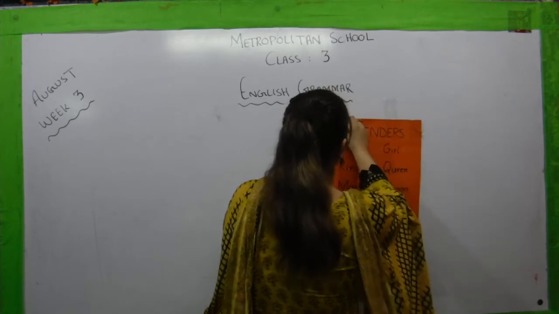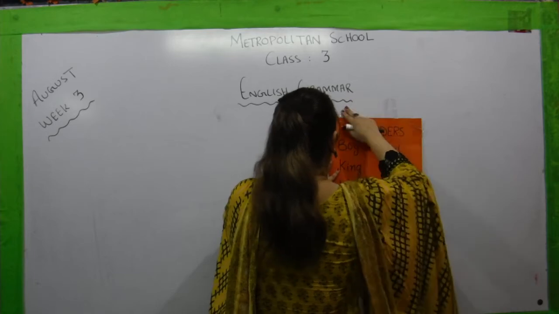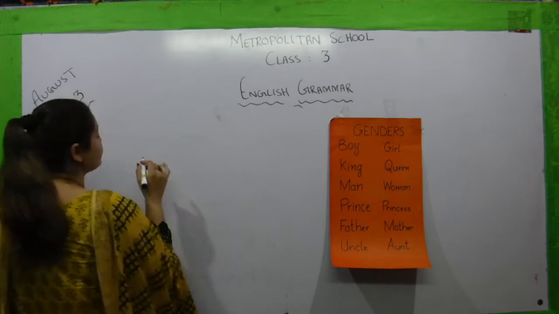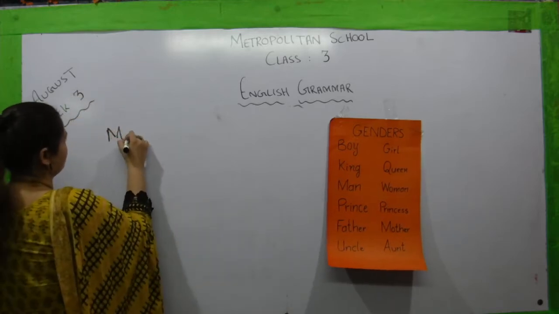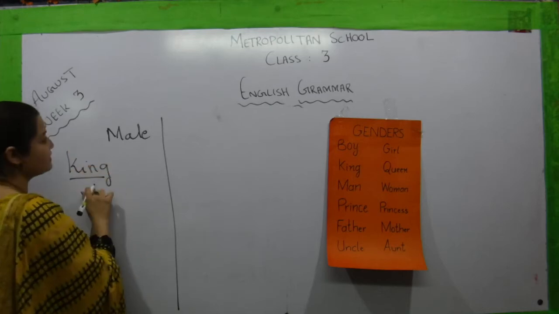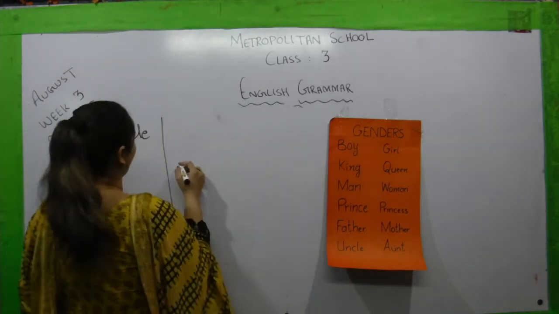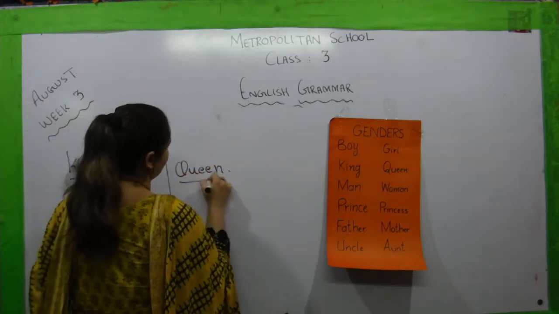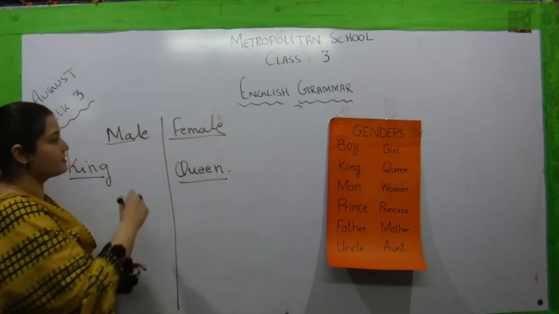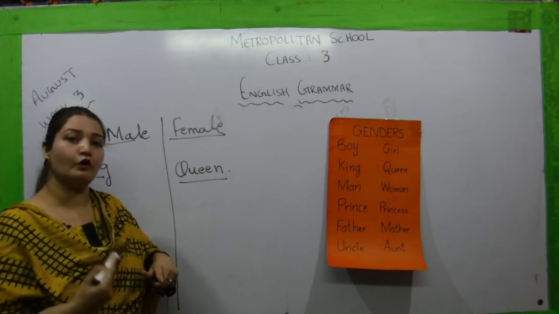But first we have to understand these genders according to their maleness and femaleness. For example, if we talk about the male genders, so here king is a male gender, and if we want to know the female gender of king, so it will be queen. So my dear students, these genders are the cultural roles which we have to follow, which we all are following.